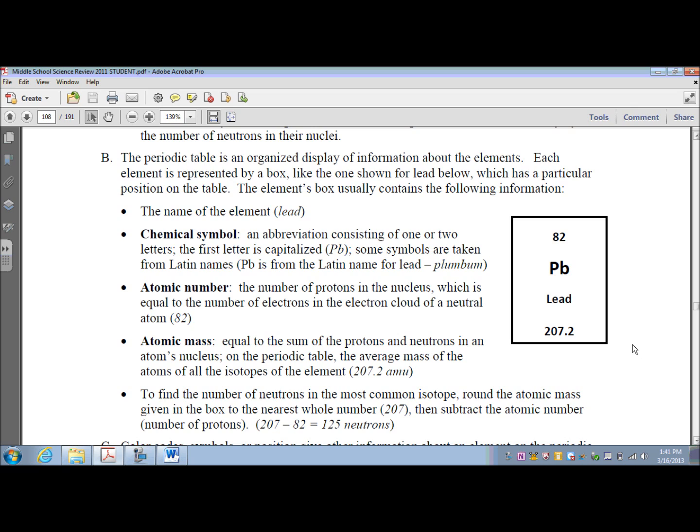To find the number of neutrons in the most common isotope, round the atomic mass given in the box to the nearest whole number. So in this case, 207.2 would be rounded to 207. Then subtract the atomic number. So 207 minus 82 equals 125 neutrons.